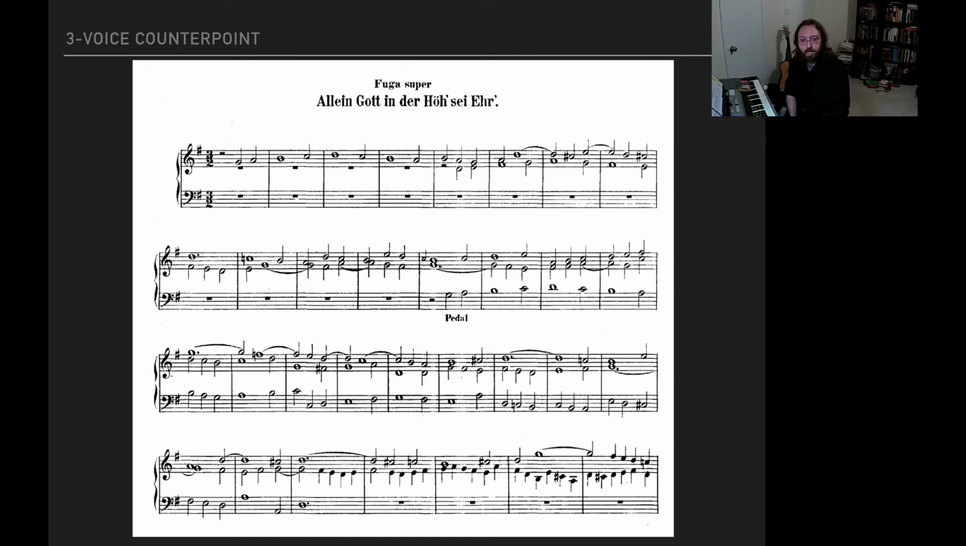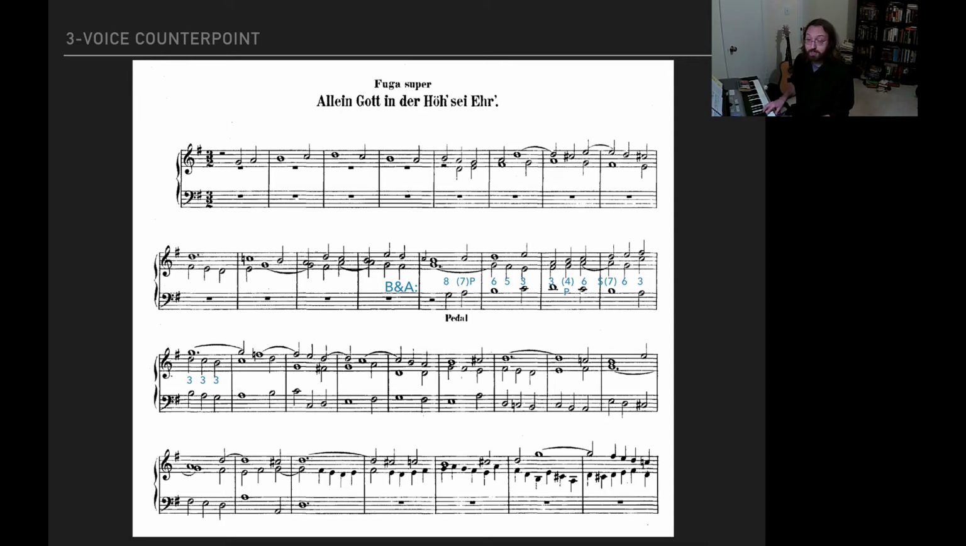Let's take a look at a little passage from Bach's Allein Gott in der Höh' sei Ehr fugue. This is basically a fugue based on a chorale tune, All Praise to God in Heaven on Earth. So, let's take a look at this passage that I've highlighted here. We're going to start by just looking at the bass voice and the alto voice. I have created the interval analysis here.